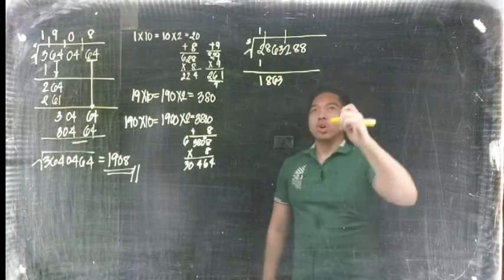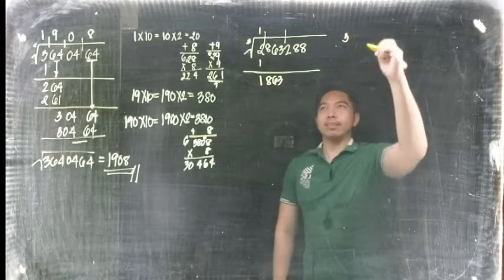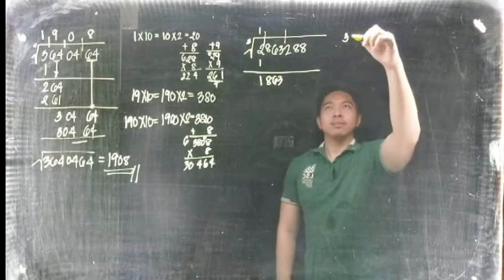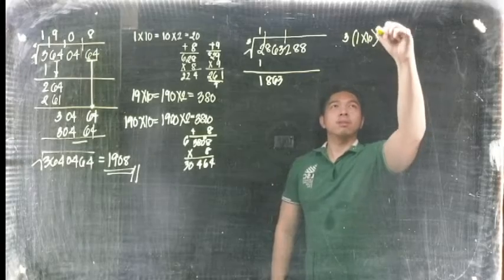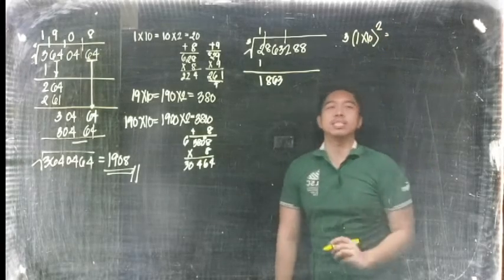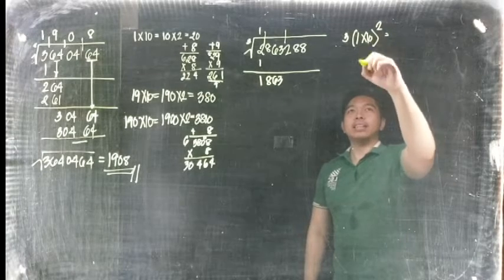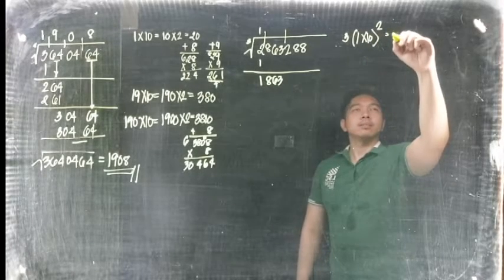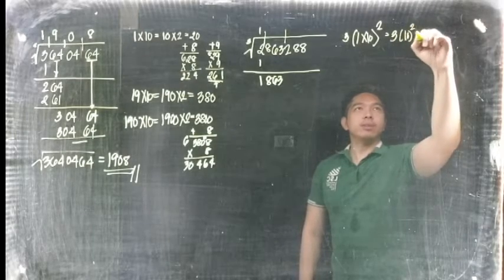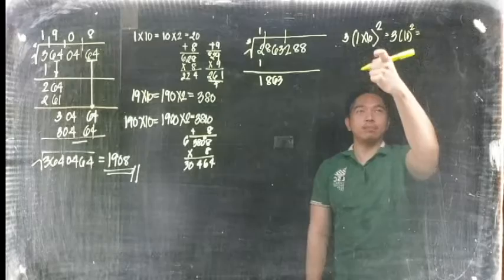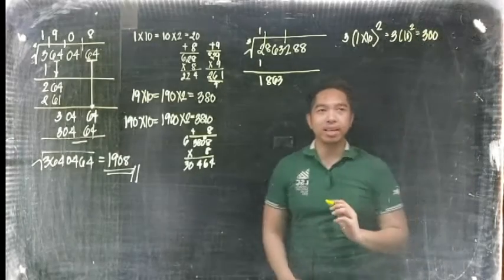So, you will multiply 3 with this 1 times 10. Then quantity squared. Okay. So what's the answer for that? So 3 times 1 times 10. Okay. So that is 3 times 10 squared. 10 squared is equal to 100 times 3. So that is equal to 300. Okay. So yan ngayon yung first step.